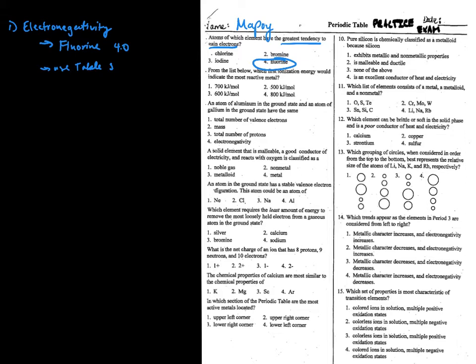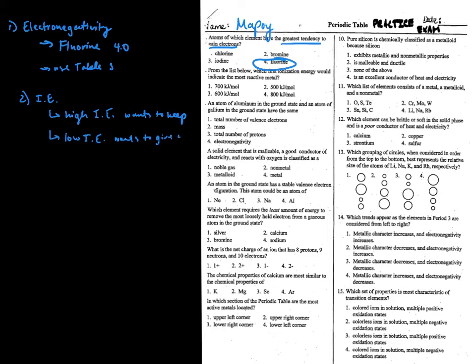Alright, number 2. From the list below, which first ionization energy would indicate the most reactive metal? So we're talking about ionization energy. High ionization energy means you want to keep your electrons. If you have low ionization energy, that means you want to give it up.